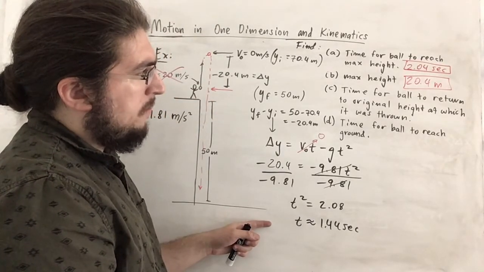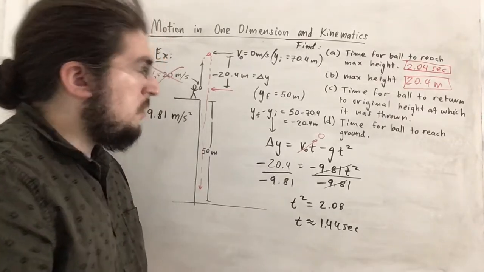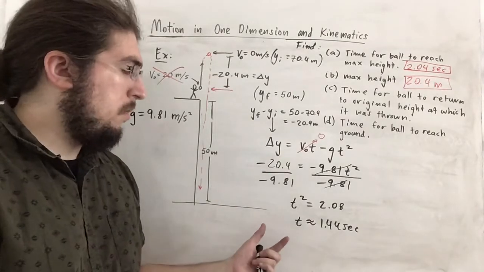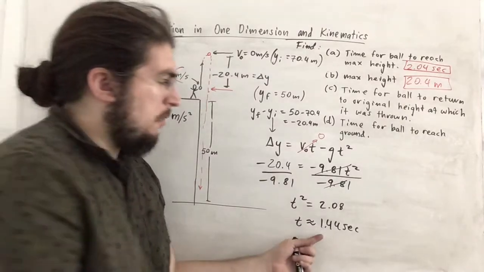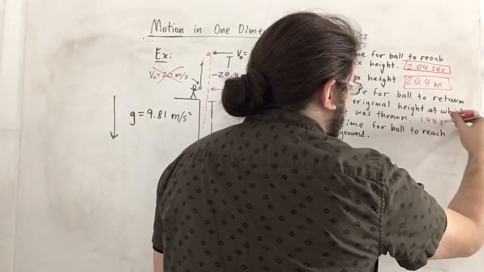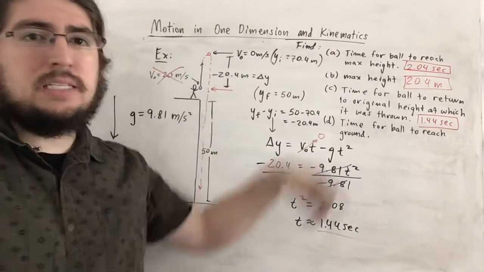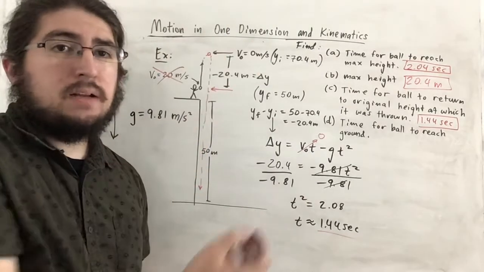So let's see, the time for the ball to return to the original height at which it was thrown. The issue is I don't know if they want us to find the total time from when we threw it or from its maximum height. But I'm just going to write this answer here, 1.44 seconds. The reason why is because it doesn't take too much effort to just add these A and C results to get the total time it takes from the original throw back to it coming down.